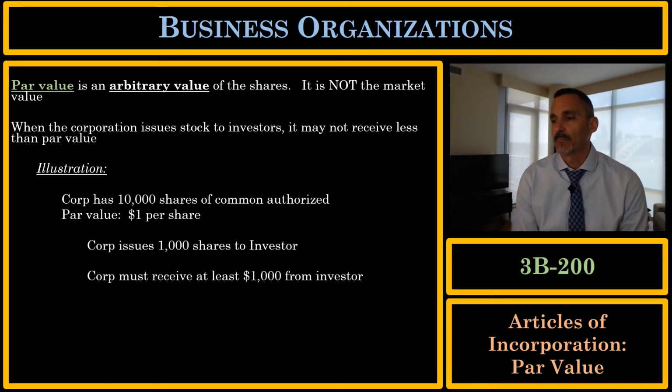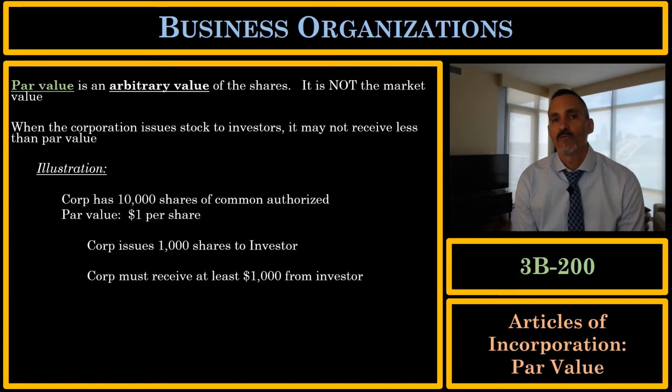So for example, here's an illustration. Let's imagine that our corporation has 10,000 shares of common stock that is authorized, and the par value of the stock is $1 per share. Now the corporation issues 1,000 shares to an investor. When the corporation issues these 1,000 shares to the investor, the corporation must receive at least $1,000 from the investor.